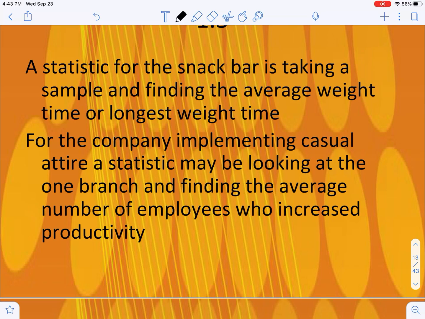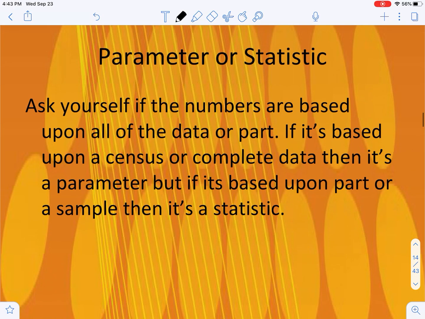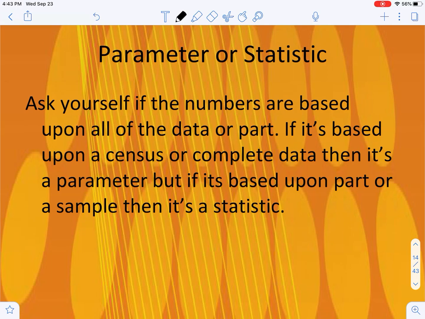So that's what you're going to be looking at. If it says one branch improved, then that would be a statistic. Again, a parameter describes the number of the population. A statistic describes the number from the sample. Now we're going to determine whether it is a parameter or a statistic for the next ones.